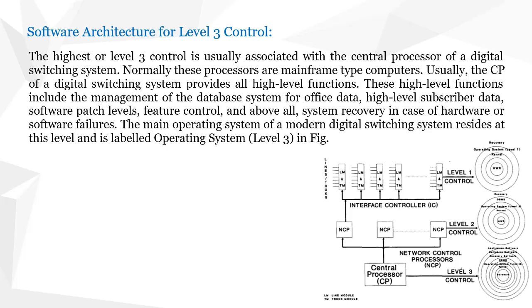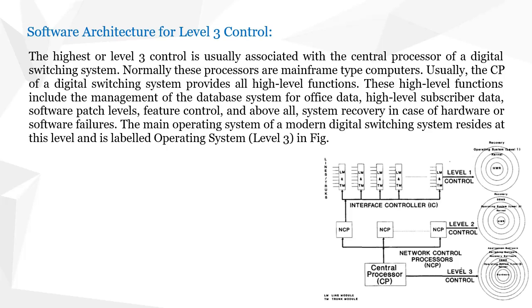So, what are those high level functions? These high level functions include the management of the database system for office data, high level subscriber data, software patch levels, feature control, and above all, the most important, system recovery in case of hardware or software failures. The main operating system of a modern digital switching system resides at this level and is labeled as operating system at level 3 as shown in the figure.